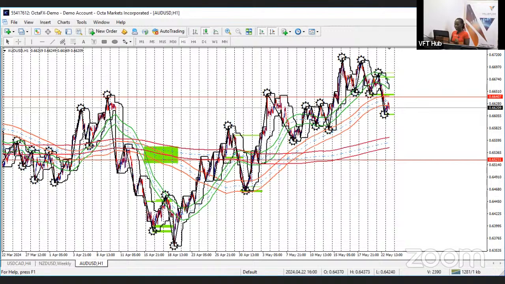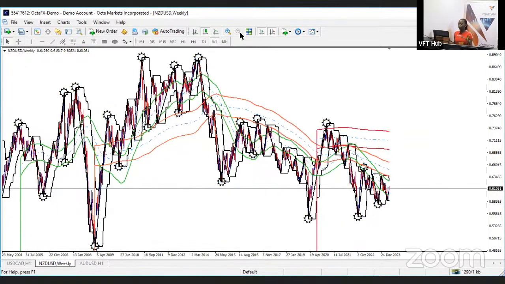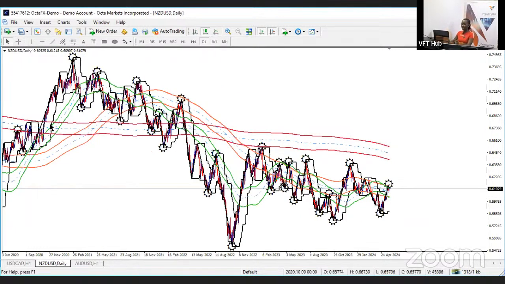Then the next pair we're looking at is NZD/USD. Let's look at NZD/USD. On the weekly time frame, this guy is to the downside, structure, everything. The structure indicator you're looking at is showing you a downward move. On the daily time frame, what do we see? Our trend is still sloping downward. Sunshine has been printed, so we should see a move downward.